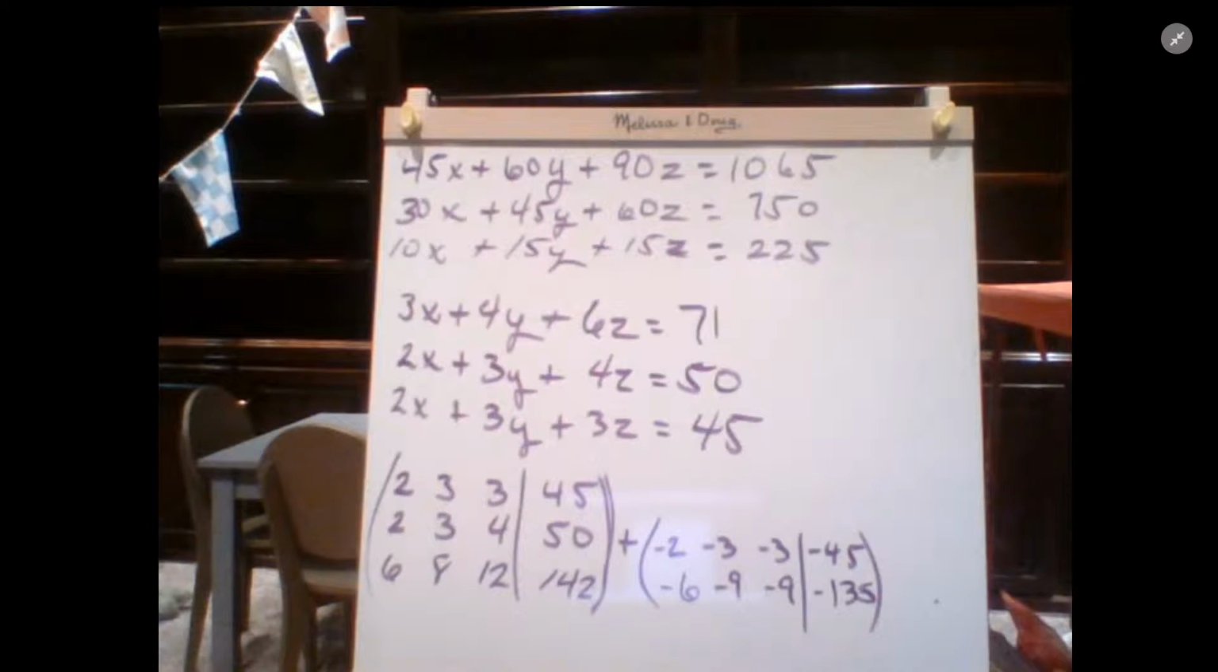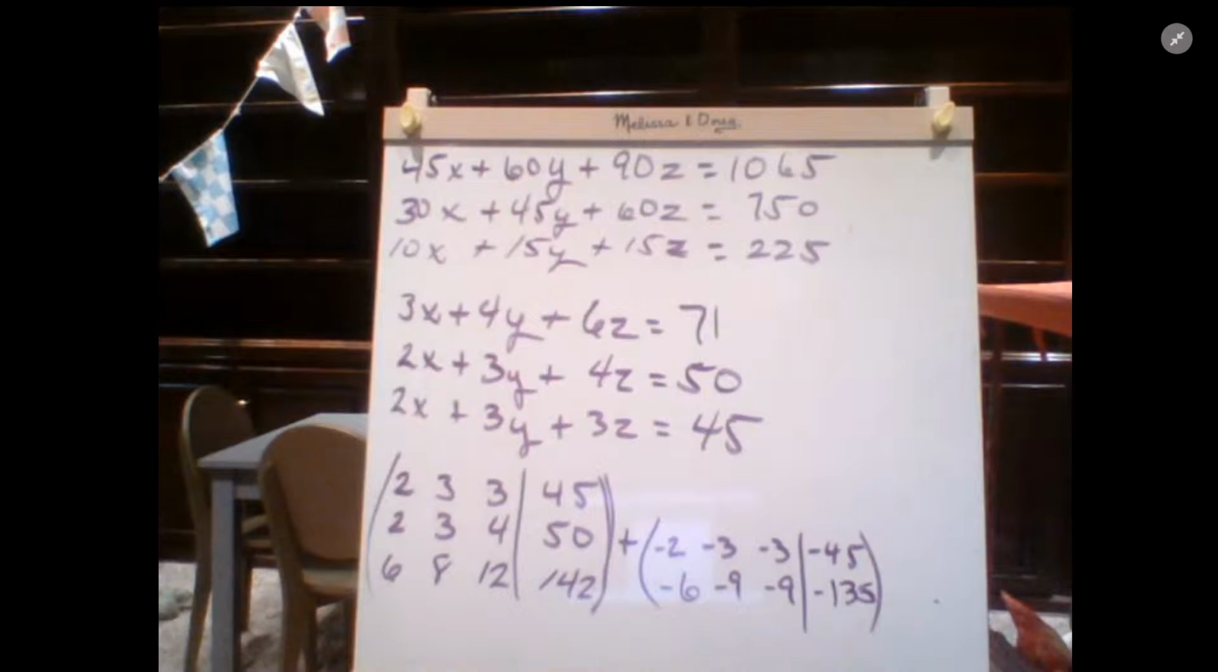And the reason we got 1065 is because we need to take the hours and multiply by 60 to get it all in terms of minutes. So that's the number of minutes that's required to assemble the product. Next equation, we have 30x + 45y + 60z = 750. And then we have 10x + 15y + 15z = 225.